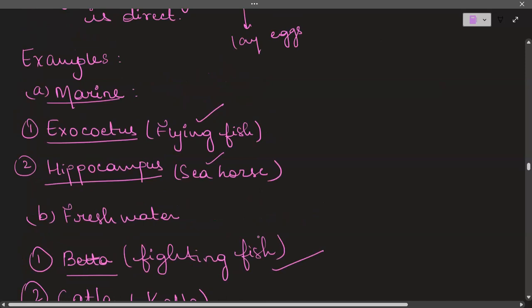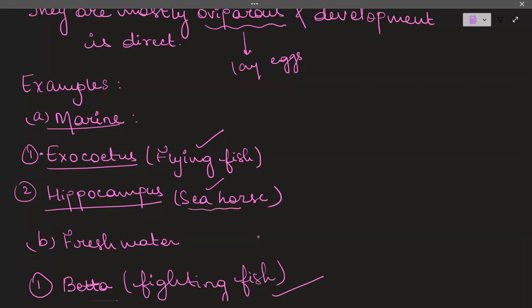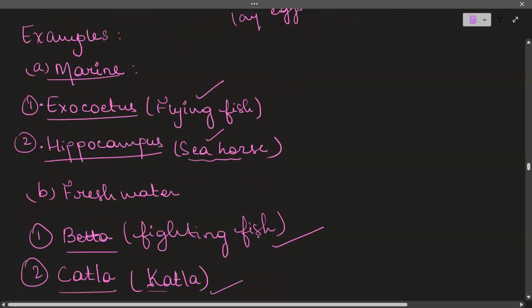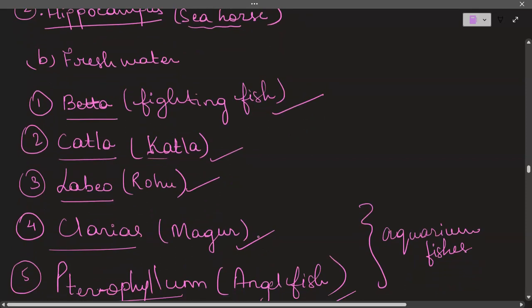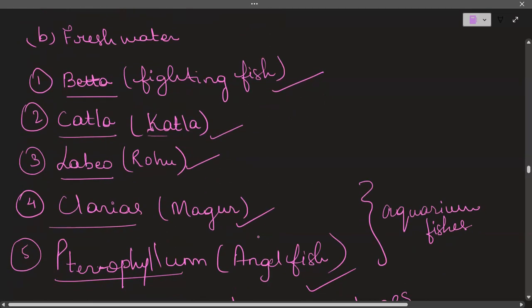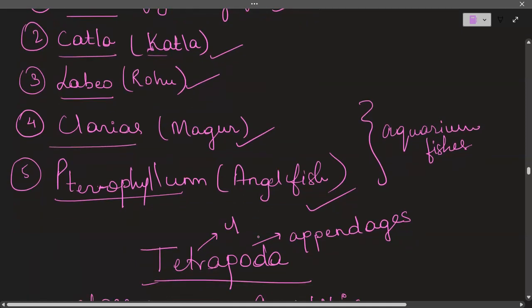The examples of this particular class: the marine examples of Osteichthyes are the flying fish, known as Exocoetus, and the seahorse, known as Hippocampus. The freshwater ones are the fighting fish, known as Betta, Catla, Rohu, which is Labeo rohita, the one that we eat, Magur, which is known as Clarias, and the angelfish, the most beautiful one, known as Pterophyllum. And also Clarias and Pterophyllum, both of them are put into aquariums.